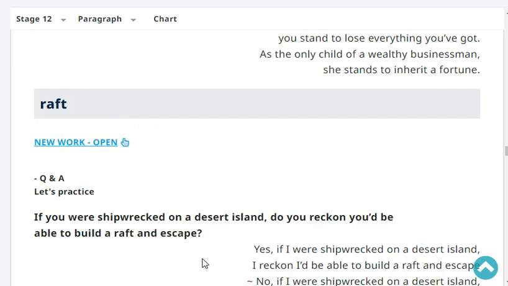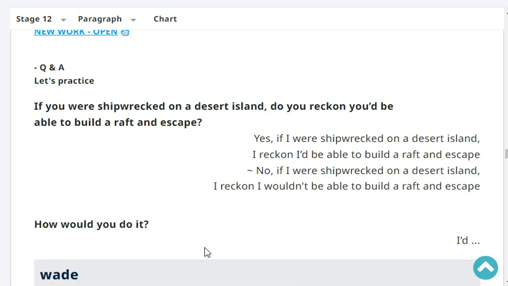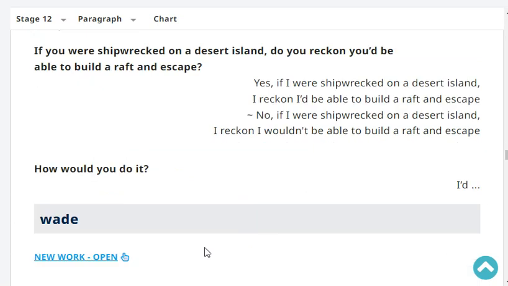If you were shipwrecked on a desert island, do you reckon you'd be able to build a raft and escape? Yes or no? Yes. If I were shipwrecked on a desert island, I reckon I'd be able to build a raft and escape. How would you do it?